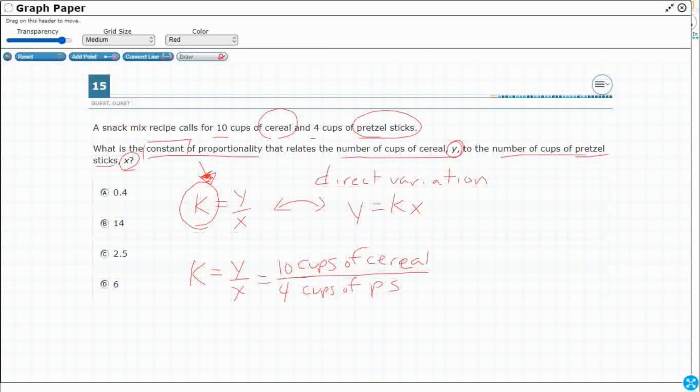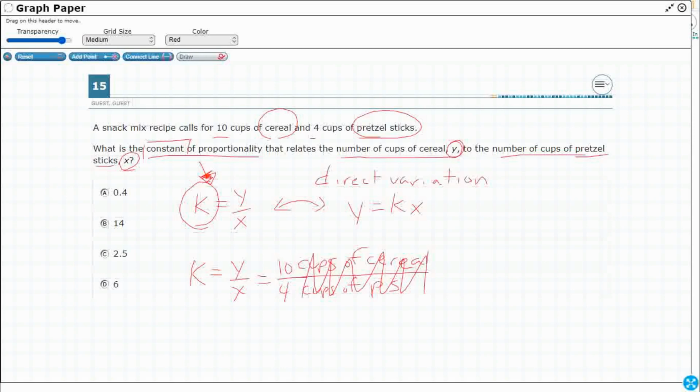If we take our labels off, we get k equals y over x, which is really 10/4. They give you the 10 and the 4, and they give you the y and the x. You don't even have to guess what your dependent and independent variables are. But obviously 10/4 isn't one of the answer selections. All we have to do is turn this into a decimal.